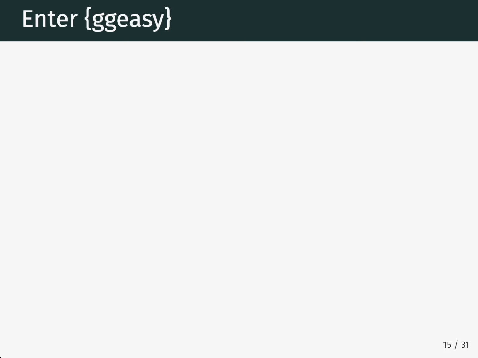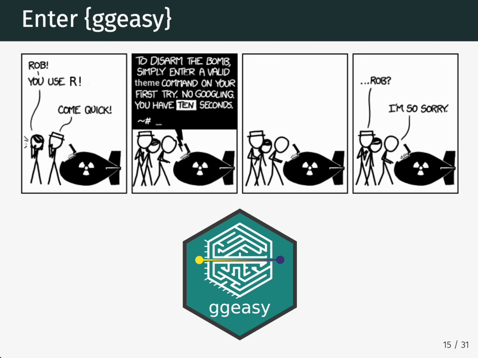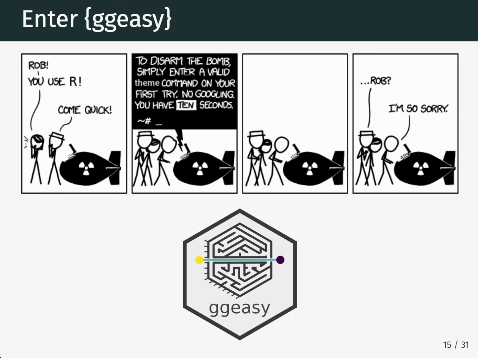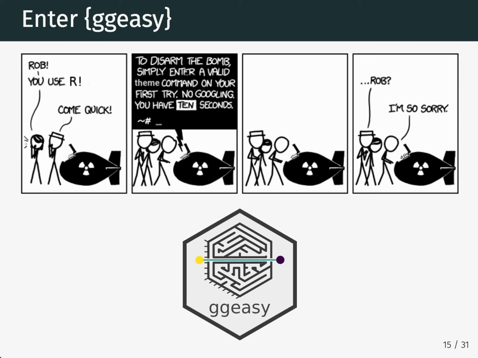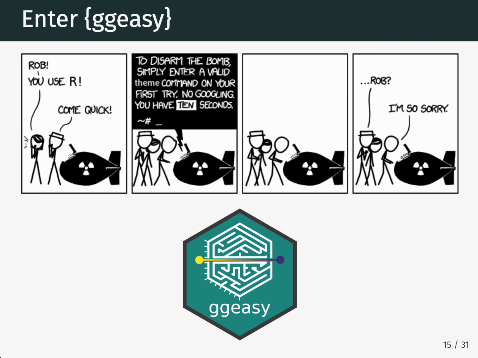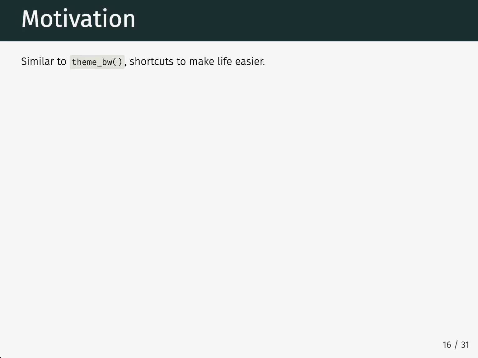So enter ggeasy. Here is the cartoon we have at the top of our README, in which a proficient R user is asked to enter a theme command without Googling to disarm a bomb. It does not go well. The motivation of ggeasy is similar to the fact that we have theme_bw. It's a shortcut to make life easier so that you don't have to set all the arguments yourself.